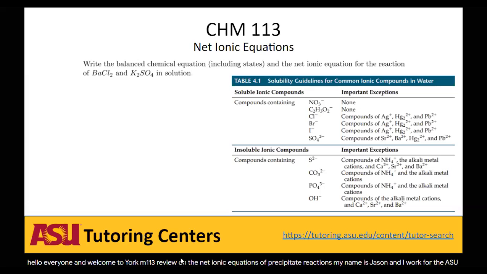Now let's look at the reaction we're doing here. We are reacting barium chloride with potassium sulfate, okay? Now these are both ionic compounds. Typically, when you react two ionic compounds together, they will react in something called a double displacement reaction.